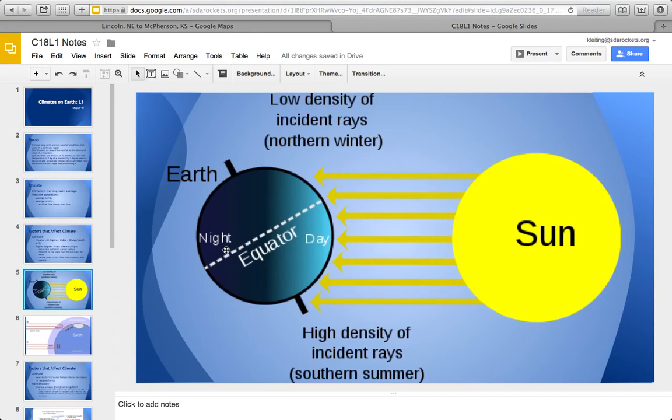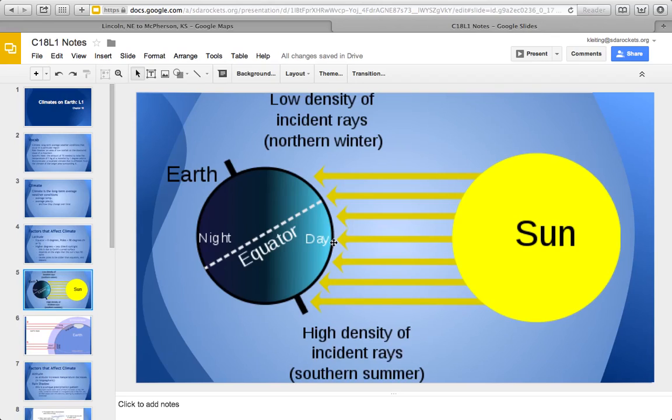So, this would be during a southern summer or our winter. If you notice that these rays have further to travel to get to where we would be, and that makes the angle increase. So here's where we have a pretty strong angle. Right here, we have a very direct angle. That direct angle is going to lead to very warm temperatures.